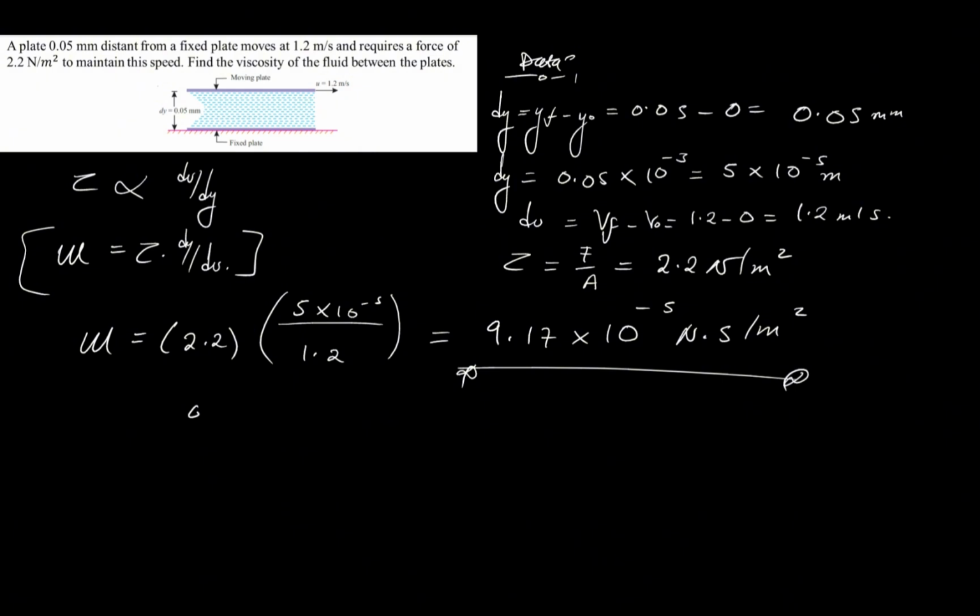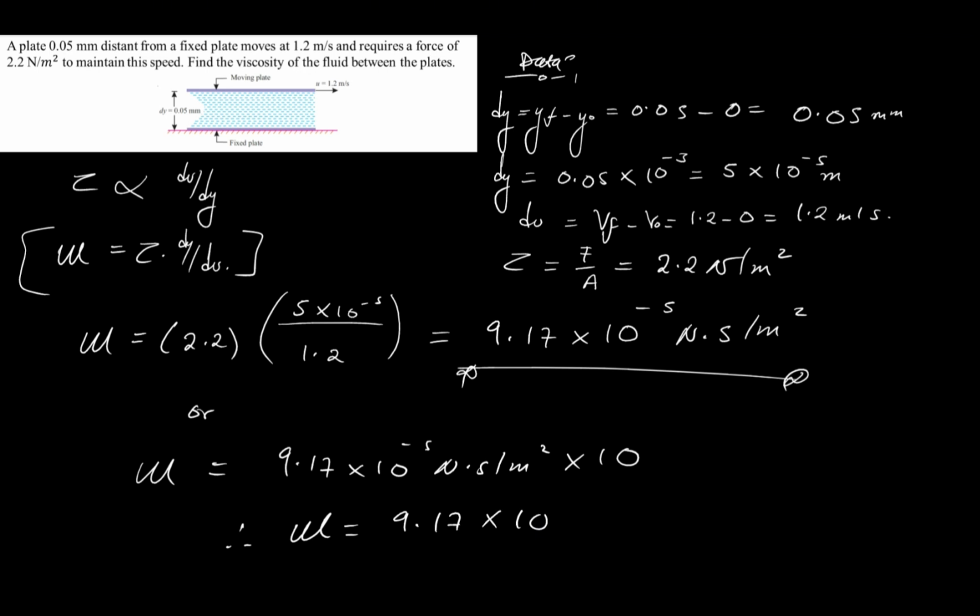But if at all we were told to write our value in poise, all we have to do is to multiply what we have, 9.17 by 10 to the minus 5 newton second per meter squared by 10. Therefore, we'll have our viscosity as 9.17 by 10 to the minus 4 poise. This will be our value.